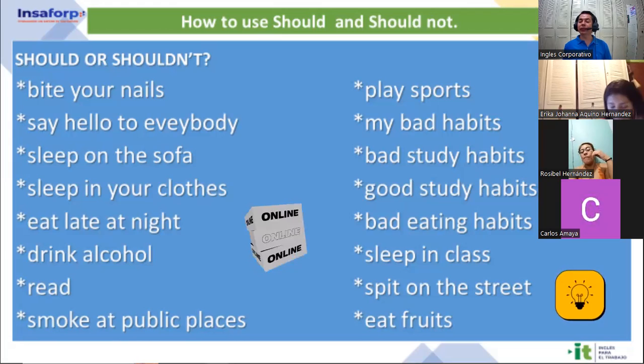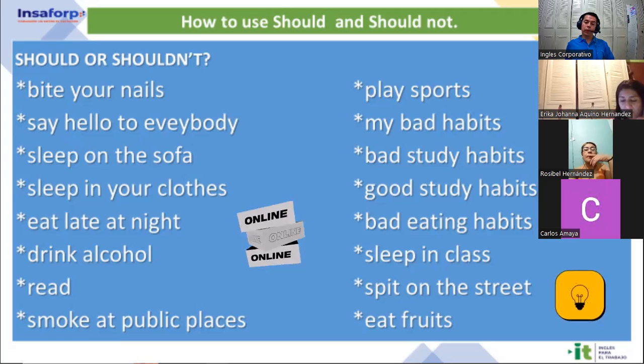Okay, Carlos, give me your examples, please. Okay, I shouldn't eat late at night. Or should I? You should. Okay, I should eat veggies. Nice. You do? No. Say that right now. Yeah. Should. Continue. I like your. I should play sports. I should do exercise. Up and down. Up yeah. And I should say hello to everybody. Yeah, especially in the morning.